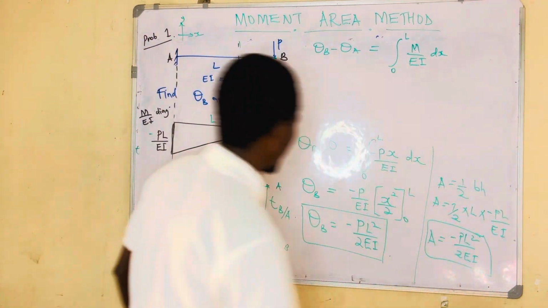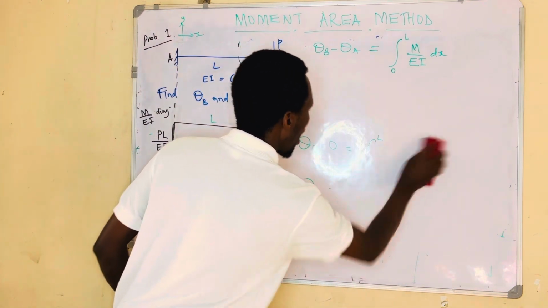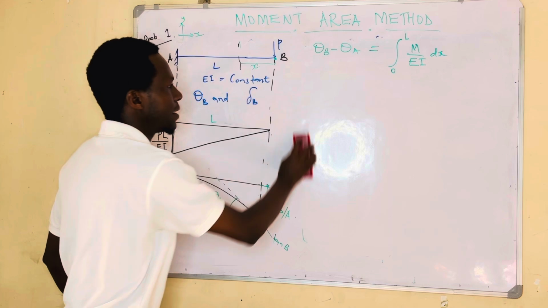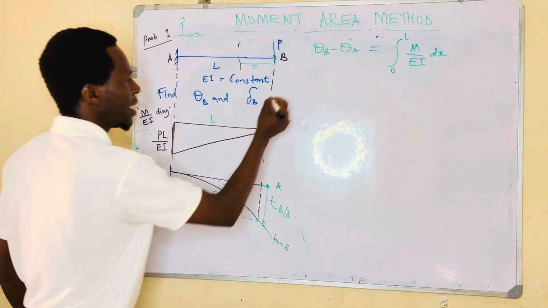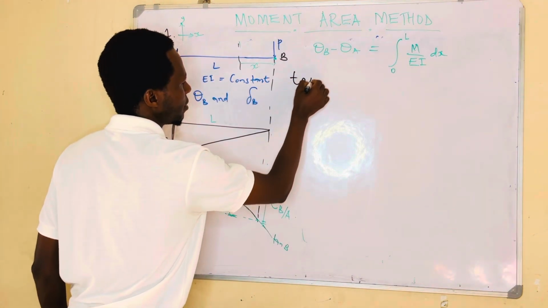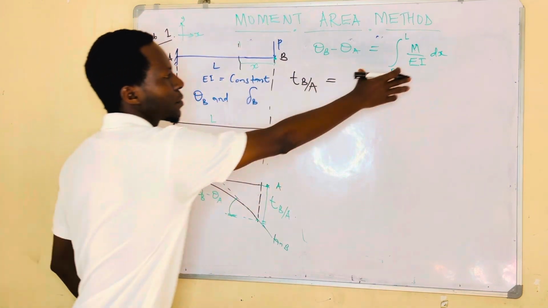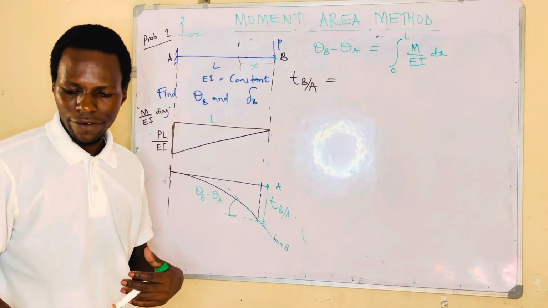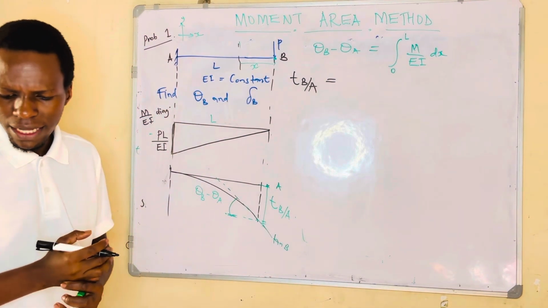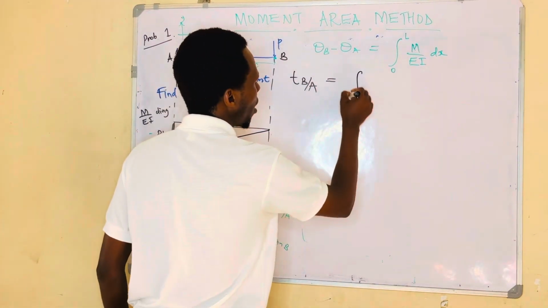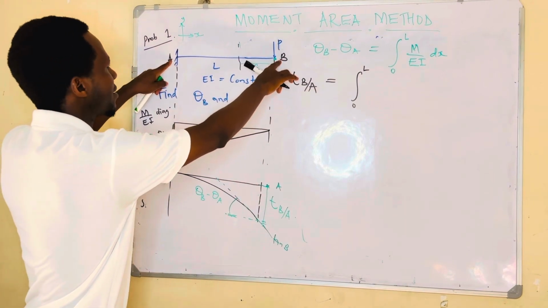Let me just erase this space. This is captured, I can erase this now. So we can do the second part of that question. The second part is asking for deflection. So how do I get the deflection? We said the deflection is equivalent to the area, which is already this, times the centroid, right? Times the distance. So I will have to integrate from 0 to L, because the distance between these two points is L.